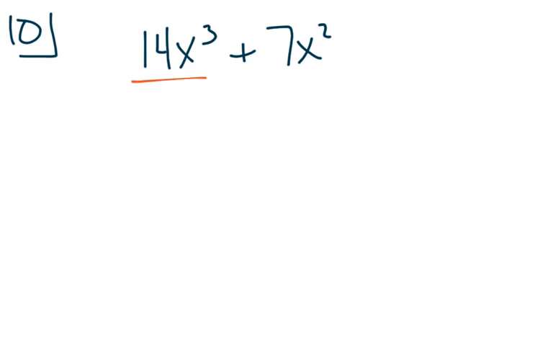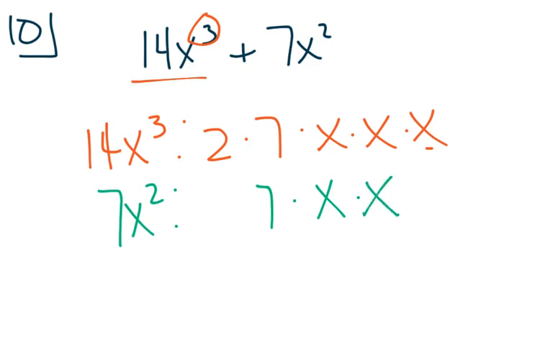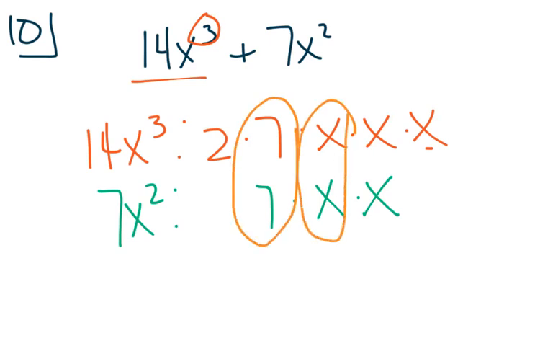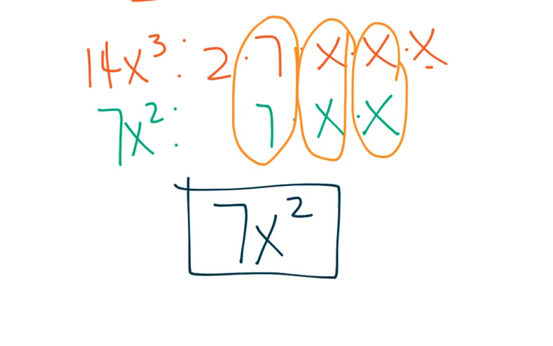For number 10, we are going to list down 14x to the 3rd. That's 2 times 7 times x times x times x. Because we have x to the 3rd, that's x times x 3 times. And then we have 7x squared. So that is 7 times x times x, because it's x squared. And now we're going to look for what they have in common. So we have a 7 in common, we have an x in common, and we have another x in common. So if you multiply that all together, that means the greatest common divisor is 7x squared. And this is your answer.